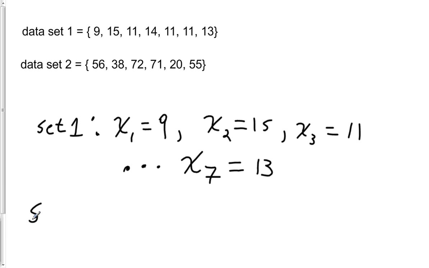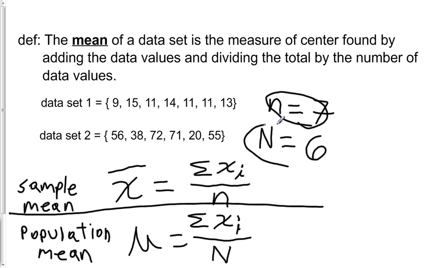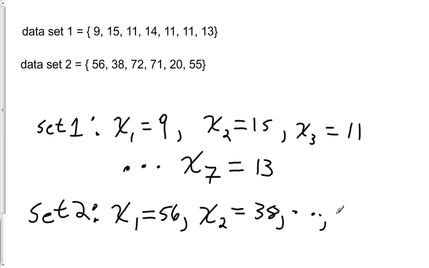Set 2, this data, we also have x1 equaling 56 and x2 equaling 38, and it continues in that fashion all the way up to the last data value. Remember that the size of that population was 6. So we take this all the way up to x6, which would be equal to 55. So we have all those data values. What we want to do in each set is add up all the data values and divide by the sample or population size.